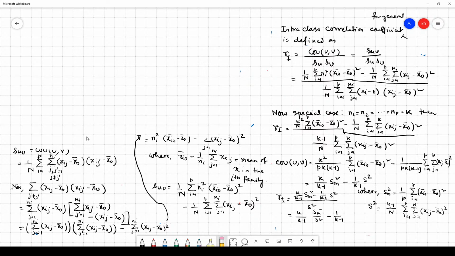So this is also true for general ni. So this is your homework. Please reduce this Ri when ni's may not be equal to this formula: k into k minus 1 times Sm square by S square minus 1, by k minus 1. So for general ni's where ni's are not equal, this is your homework.